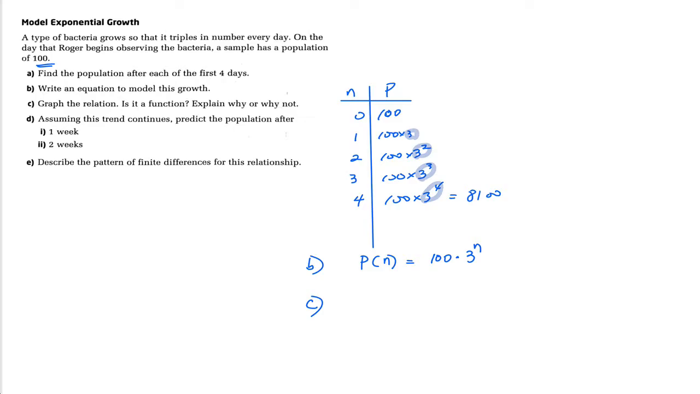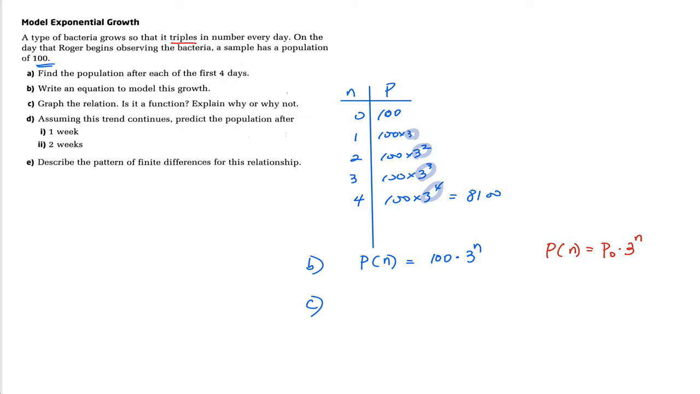In general, the population is a function of n. It's going to be the initial population times the exponential growth rate. In this case, they tell us it triples. Different questions will tell you different things, to the power of n.